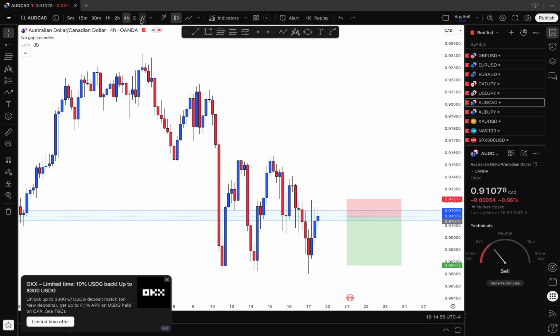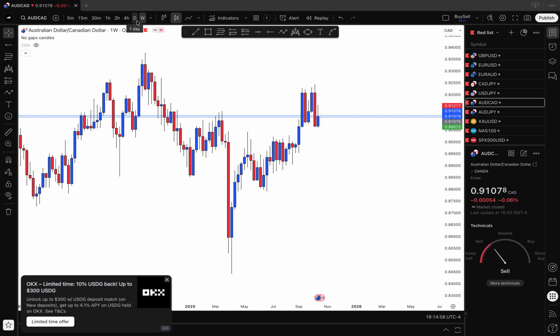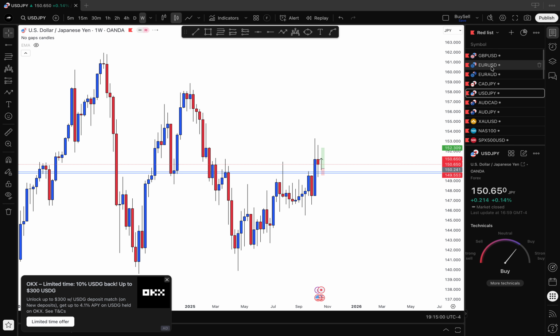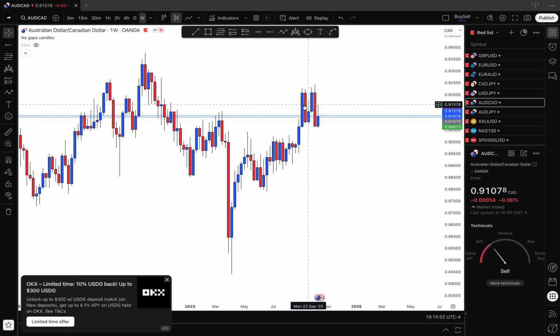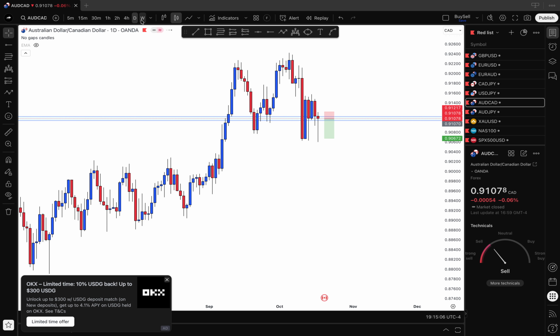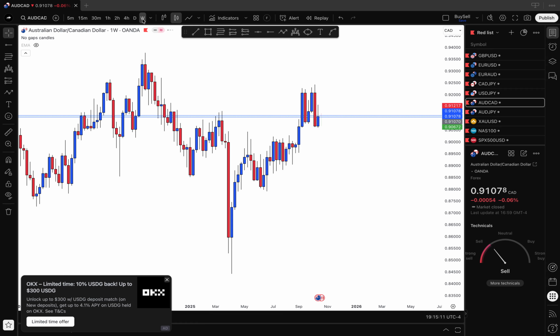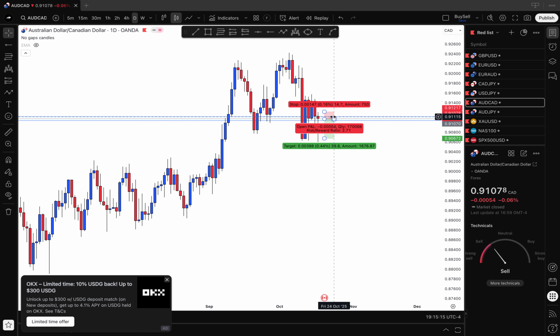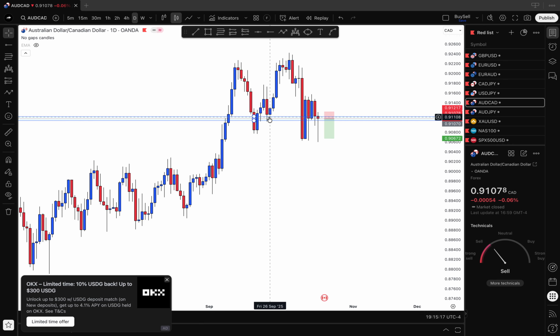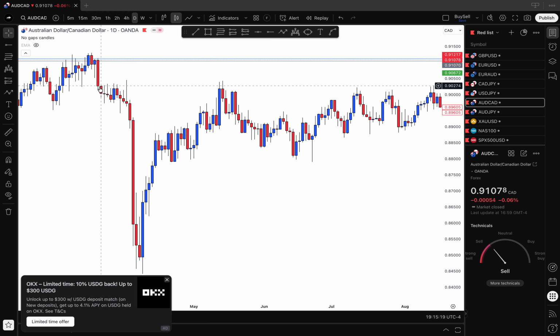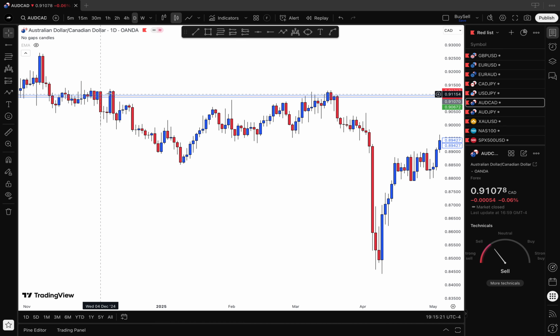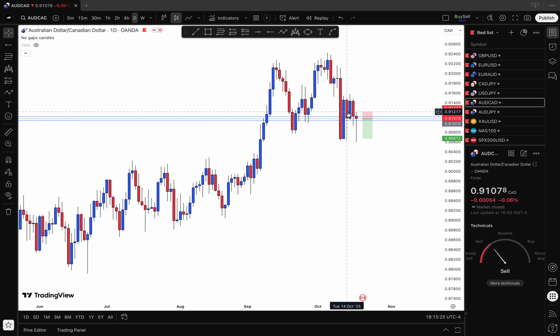AUD CAD, it's kind of like these other trades, just that the weekly is bearish now, and the daily is bearish. So I can see that we have a daily area of interest. We have 1, 2, 3, and then we got a lot of resistance up here. So this is my area of interest.